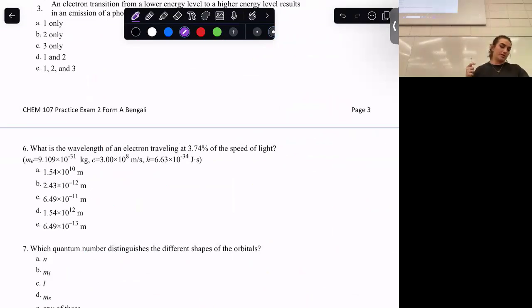Okay, so for question 6, we have: what is the wavelength of an electron traveling at 3.74% of the speed of light? Some things you need to look at here is that you're given the mass of an electron, you're given Planck's constant, and you're given the speed of light. When we look at the wavelength of an electron and you're given a mass, what should that indicate for you to solve for?